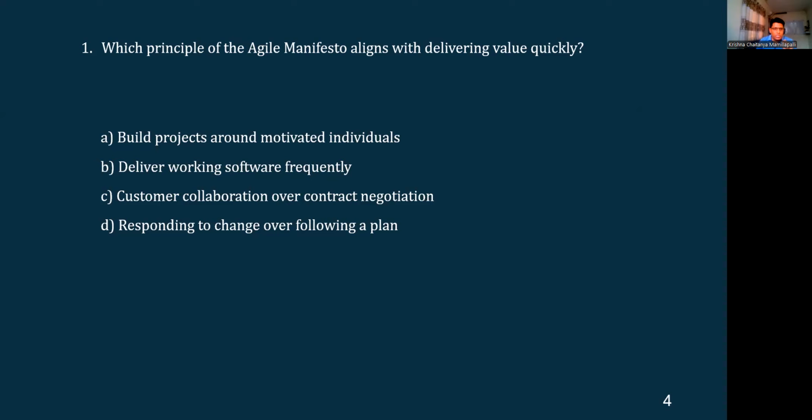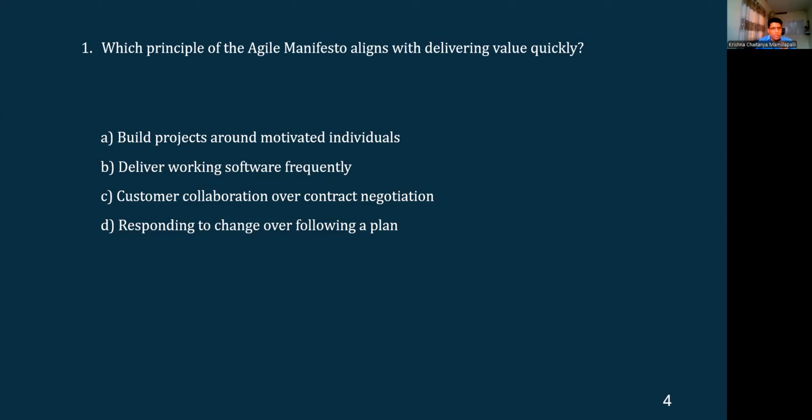The next option is deliver working software frequently. Yes, this could be the answer, because every time you deliver an upgraded or developed version of the software, you are adding value to the customer and to the product. So that could be a probable answer. However, we'll finalize that after going through the rest of the options.